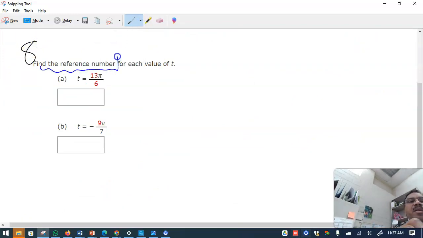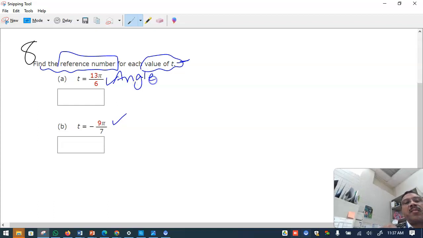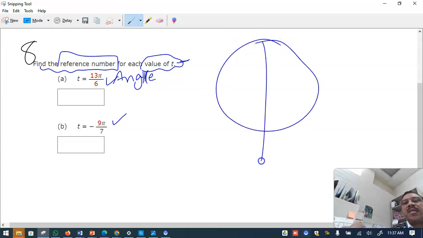Find the reference number for each value of t. Now each one of them is a real number, and they give us 13 pi by 6. It means this is the angle made by the terminal side on the unit circle. So if this is a unit circle, and this is the initial side, it goes around, and in this case it's quite easy because it is 13 pi by 6.